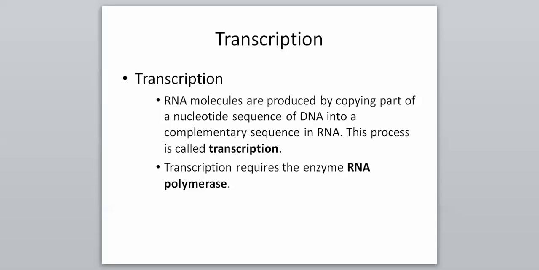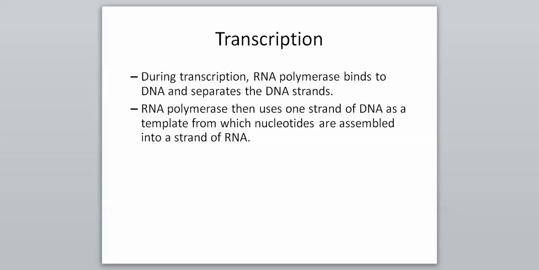This requires the enzyme known as RNA polymerase. So we use DNA polymerase in DNA replication, and we're using RNA polymerase in transcription. During transcription, RNA polymerase will bind to DNA and separate the DNA strands. Remember, that's a DNA double helix. So the first step is RNA polymerase comes in and separates our DNA into separate strands. Then RNA polymerase will use one strand of DNA as a template. A template is something to work off of, from which the nucleotides are assembled into a strand of RNA. So it's taking one strand and using it as our guide on how to make RNA.